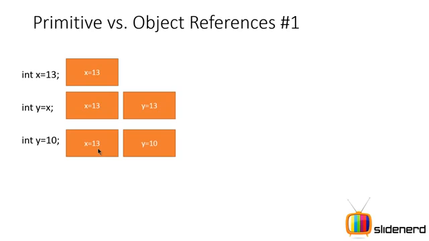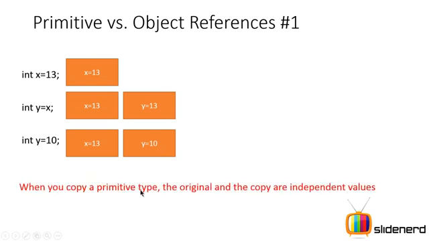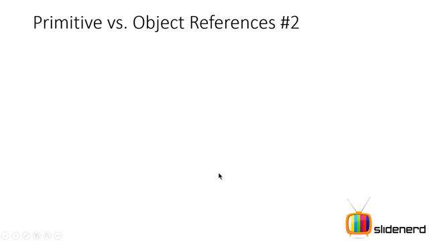Now let's take a look at the same case where we are trying to do two things, assign them to each other and then change the value, and see what happens with object references. So when you copy a primitive type, the original and the copy are different values. Remember that statement very well: different or independent values. But when you talk about object references, let's take the same example.